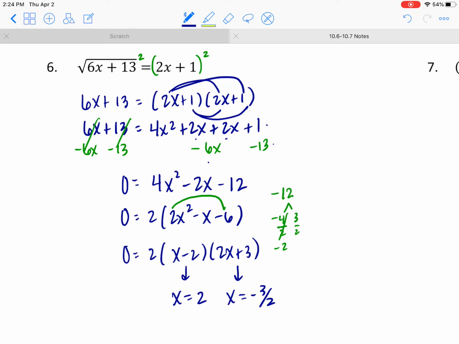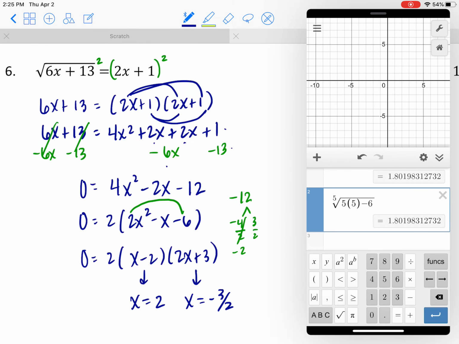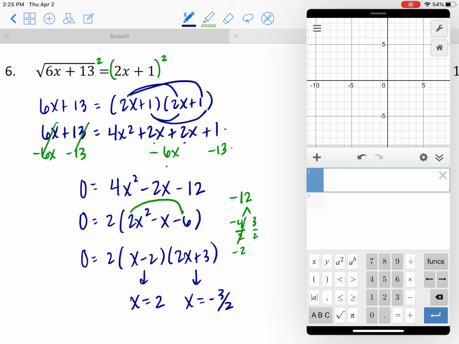Now this is one of the cases where we're not going to be able to tell if we have anything extraneous. It's possible that both of these solutions work. It's possible that neither one of them works, or it's also possible that we have one that works and one that doesn't. So we have to verify both. And if you don't want to do it by hand, use a calculator. So I'm going to go ahead and use my calculator.